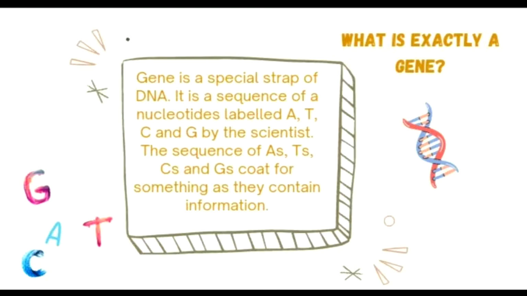A gene is a special strand of DNA. It is a sequence of nucleotides labeled A, T, C, and G by the scientists. The sequence of A's, T's, C's, and G's codes for something, as they contain information.